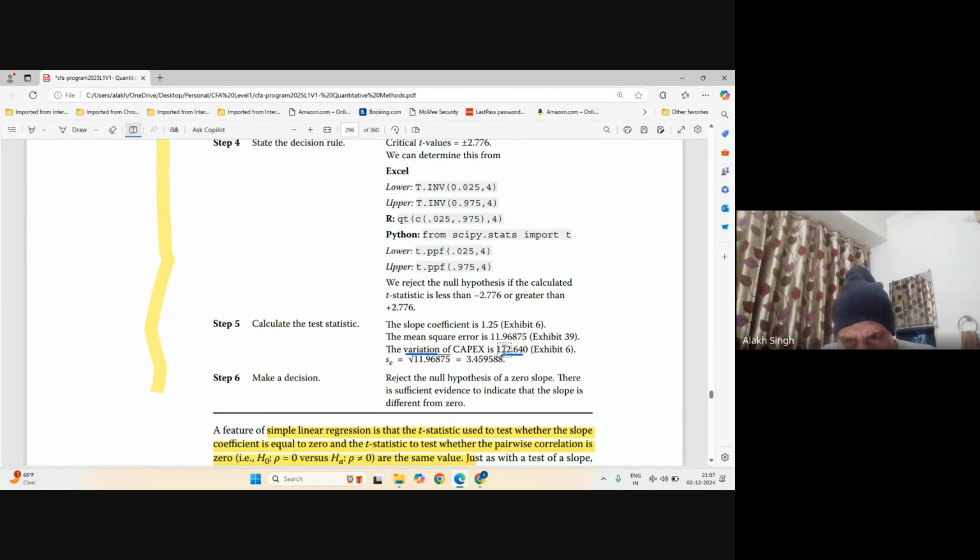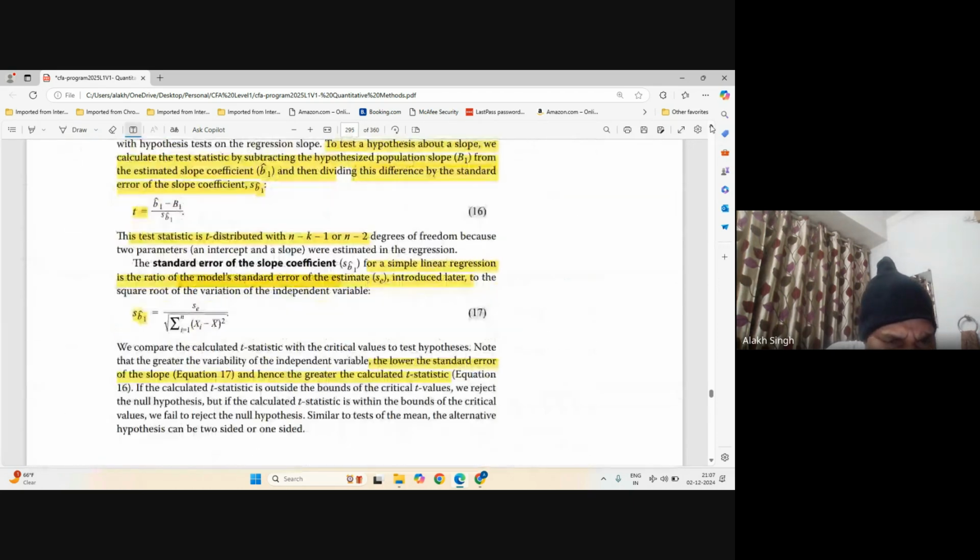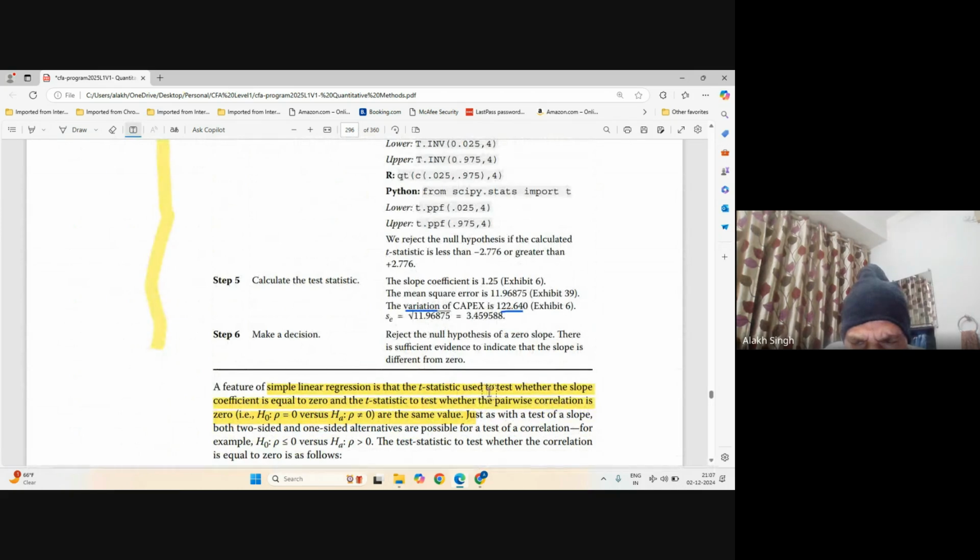122.64 was the xi minus x bar. Here, this part. Xi minus x bar whole square is 122. And it has exhibit 39. There is no exhibit 39. Where is this standard error of 11.96?